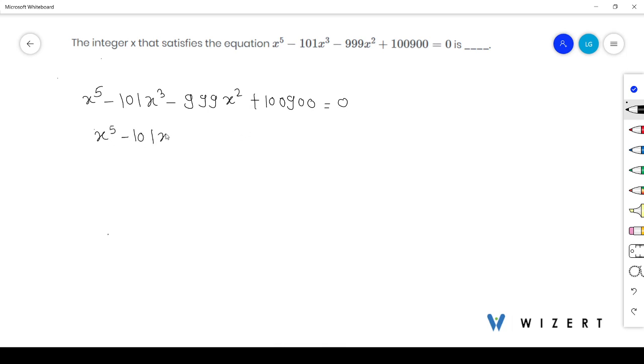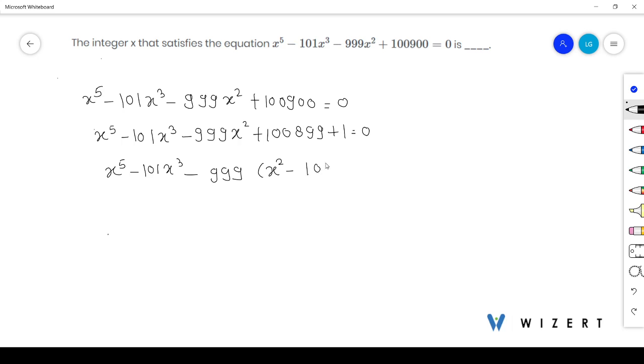Now we can write this 100,900 as 100,899 plus 1 equals 0. So this x to the power 5, 101 x cube minus 999. If we take 999 common, there will be x square minus 101 plus 1 as it is equals 0.